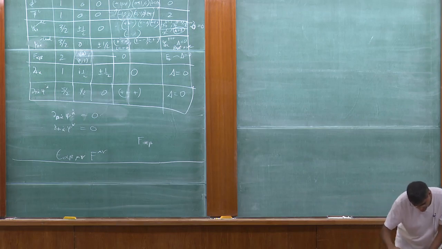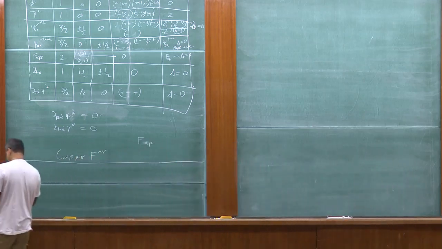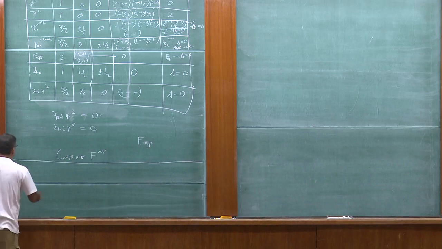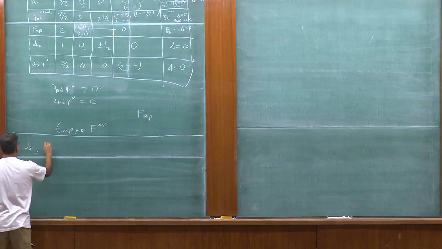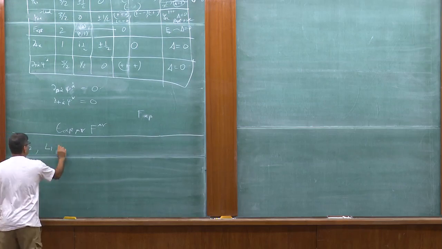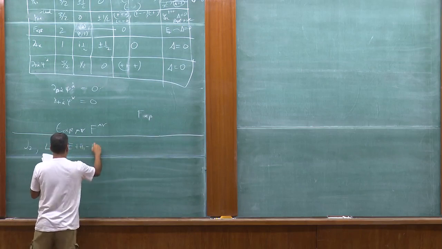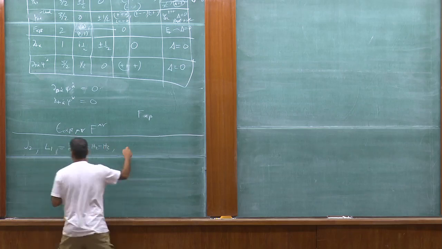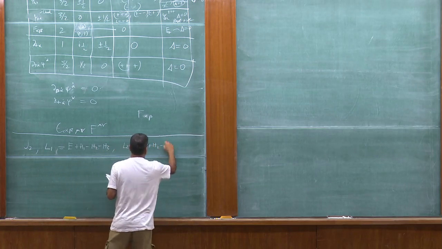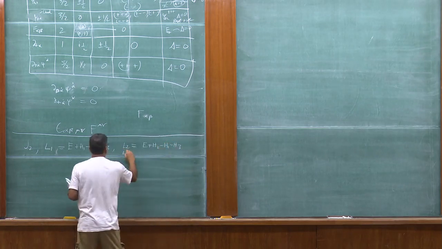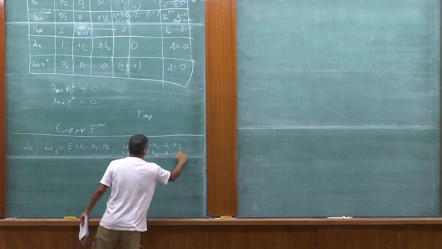L1, L2, L3. Okay. We chose the following charges. We chose J2, L1, which is equal to E plus H1 minus H2 minus H3. L2, which is E plus H2 minus H1 minus H3. And L3, which is E plus H3 minus H1 minus H2.